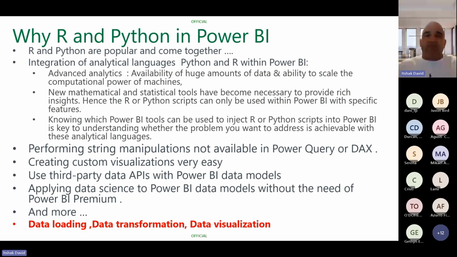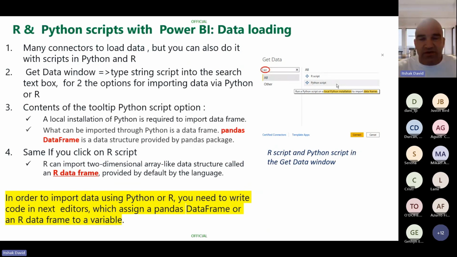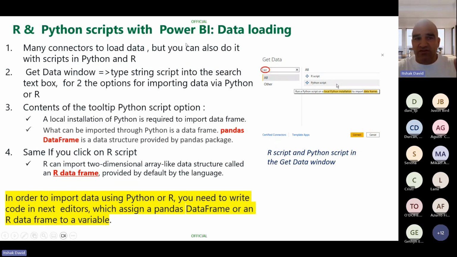So, R and Python scripts. We have many connectors, but you can still do it also with Python and R scripts. So how do you do it? You go to the Get Data window, type script into the search, and you have two options: R script and Python script. Under the tooltip, you will see that if R or Python is not installed, a local installation of Python is required to import the data frame.